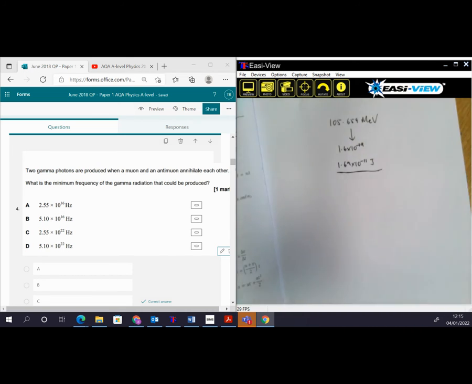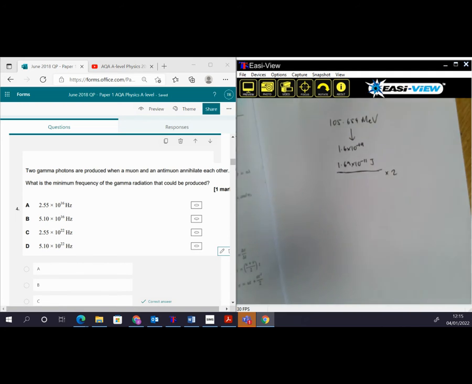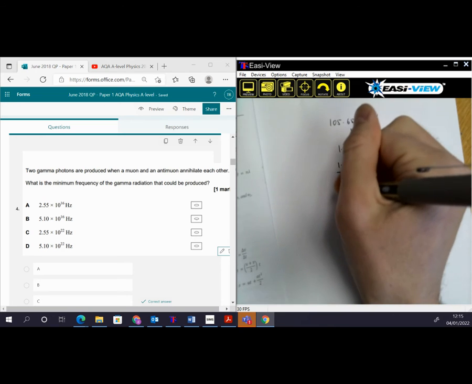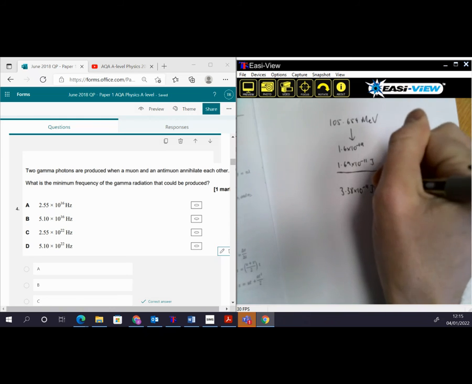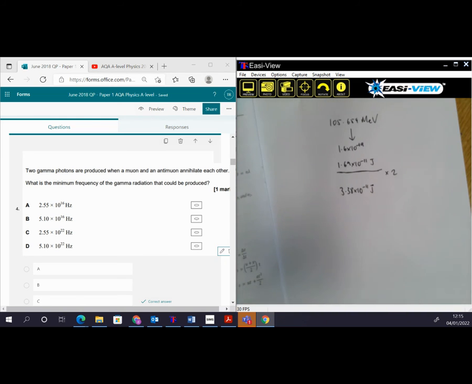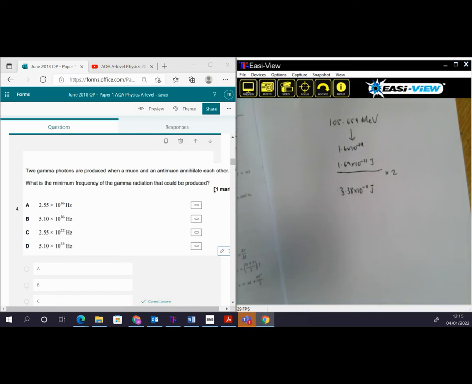Now, muon, anti-muon annihilation, I'll have two lots of this energy. So I'll have two lots of this energy available. So I could multiply this by 2, and I end up with 3.38 times 10 to the negative 11 joules available. But then I produce 2 gamma rays. So for each gamma ray, to conserve momentum, you end up with 2 gamma rays back to back. It tells you this in the question to help you.